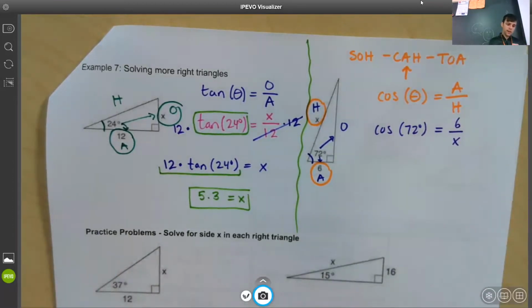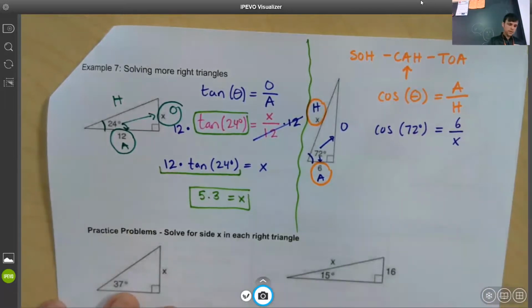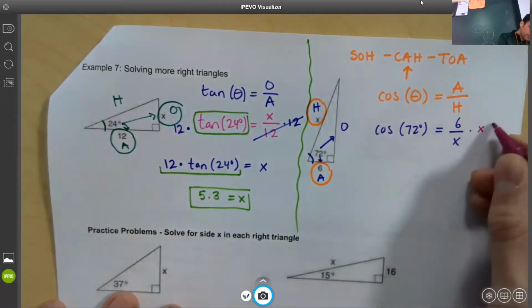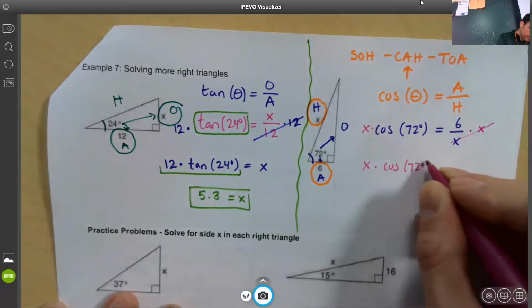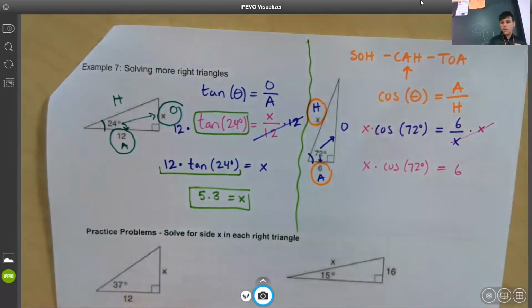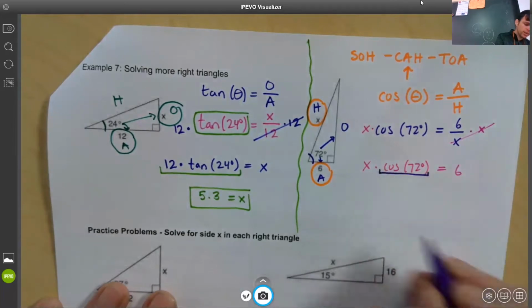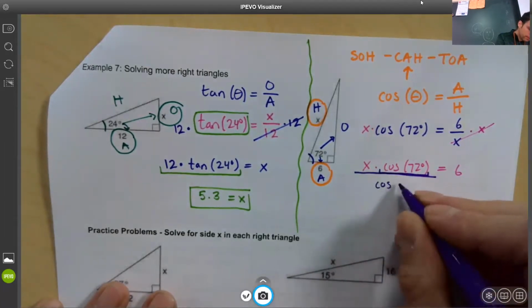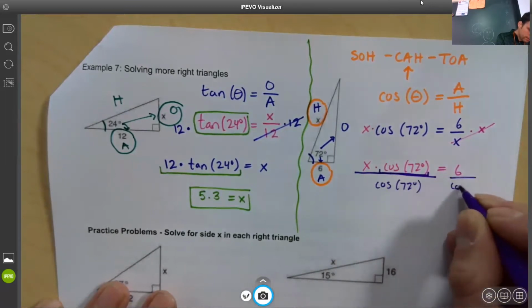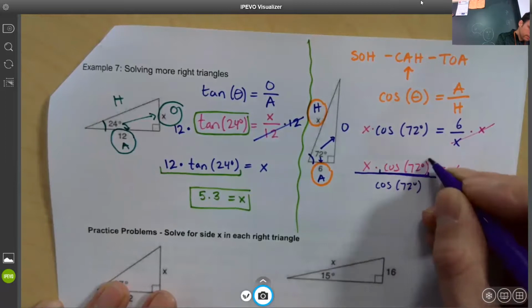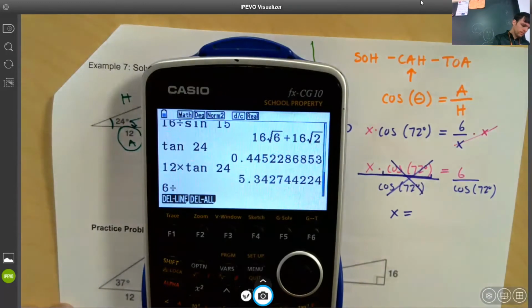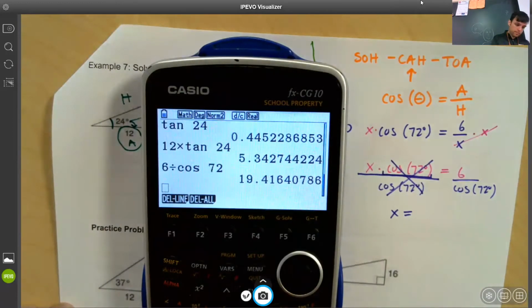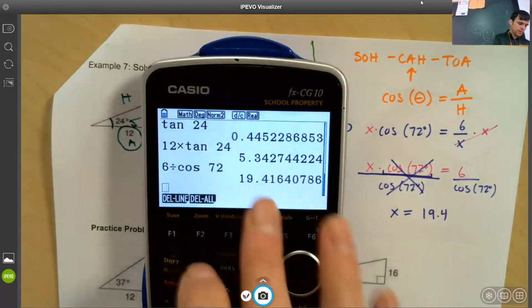And now we can solve. This is a lot like the first one, where the x is in the denominator. Multiply both sides by x. And now this is a number. I can treat it as such. I'm just going to divide both sides by that. There's my answer. Again, round it to wherever the instructions say. I'm doing one decimal place.